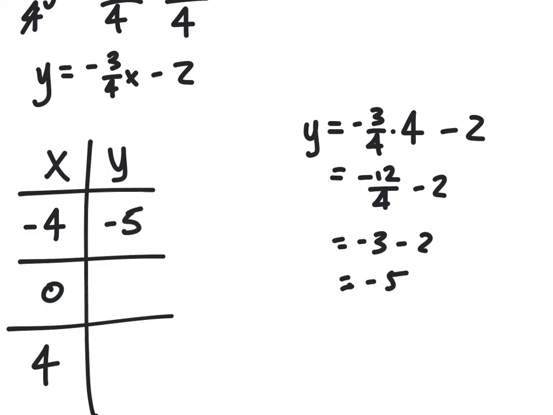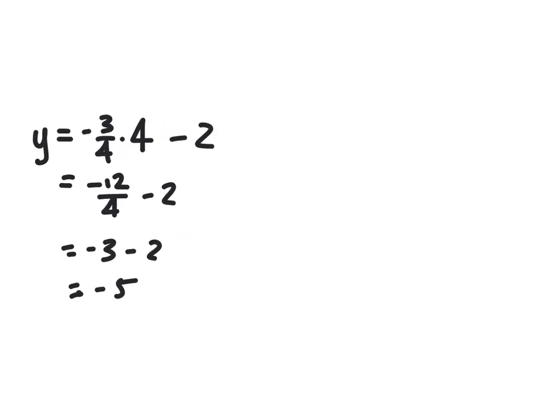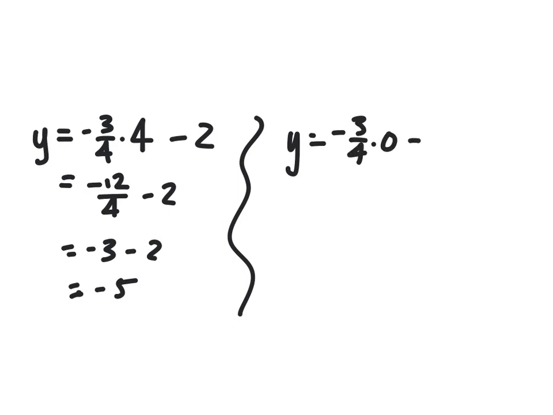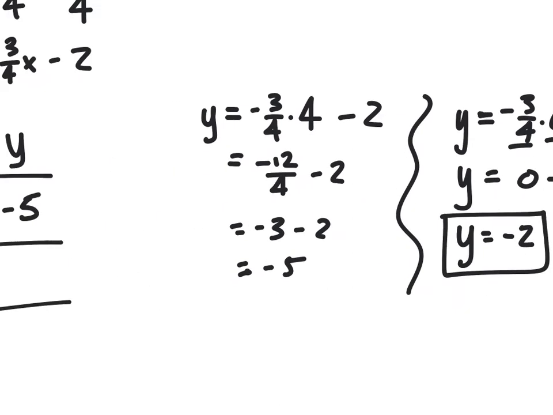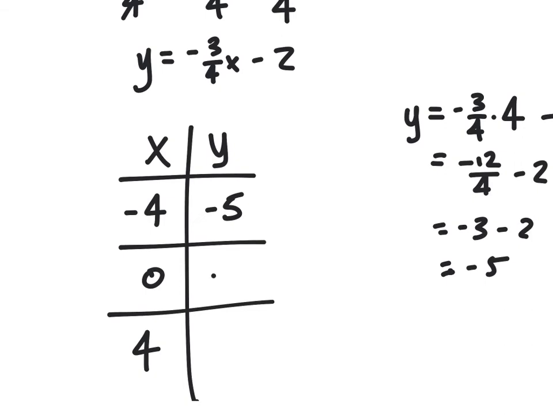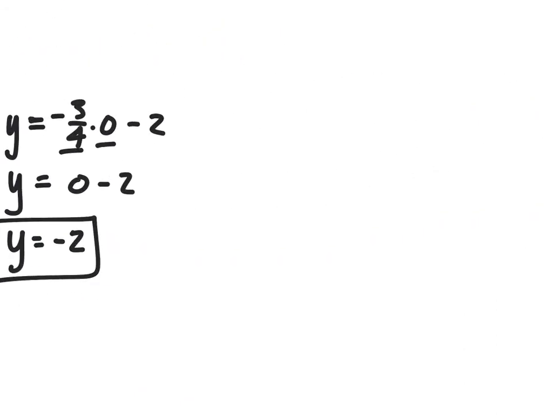Now the next one I want to do, we want to plug in 0. So I've got y equals negative 3/4 times 0, and then minus 2. Negative 3/4 times 0 is just 0, and that's going to be 0 minus 2. So then y is equal to negative 2. And so I'm going to plug that in. Maybe you're seeing a pattern here when I plug in 0, what we always get as my y value. But we'll talk about that later.